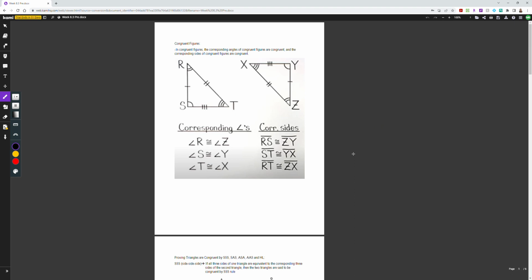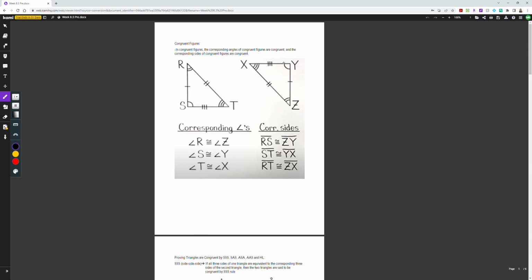What are congruent figures? Remember, in your previous two weeks we talked about what congruent means, which means literally identical, exactly the same. With congruent figures, the corresponding angles are going to be congruent, identical. Same thing with their sides: the corresponding sides of congruent figures are going to be congruent.